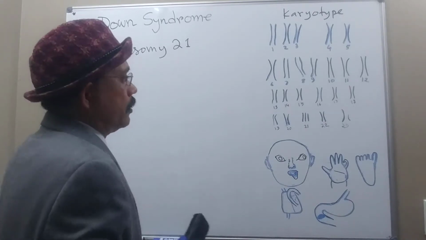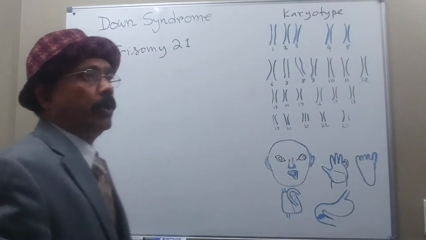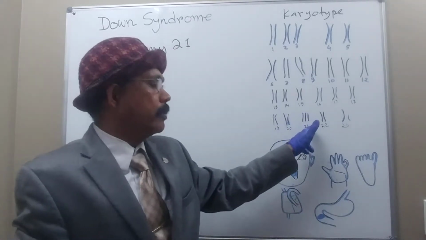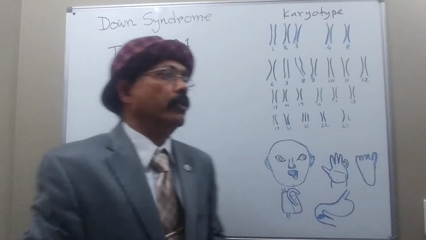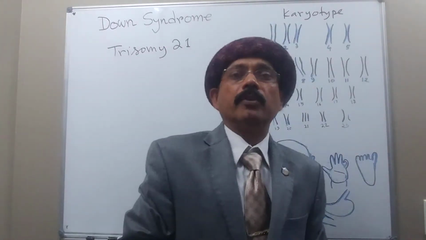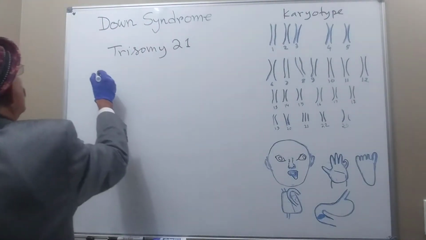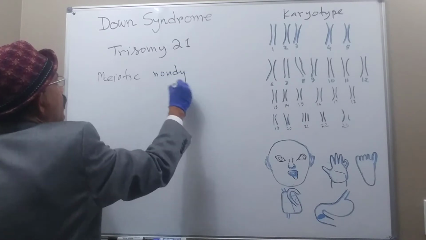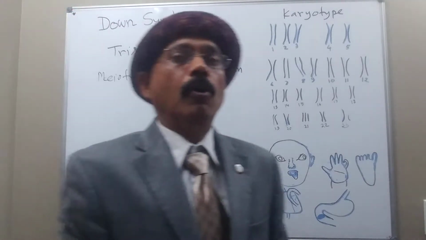It is more common in the babies born to older mothers. If 3 chromosomes are present instead of the usual 2 in chromosome pair number 21, we call it trisomy 21. What is the problem? There is some problem in the meiosis. This is a meiotic non-disjunction of chromosome.